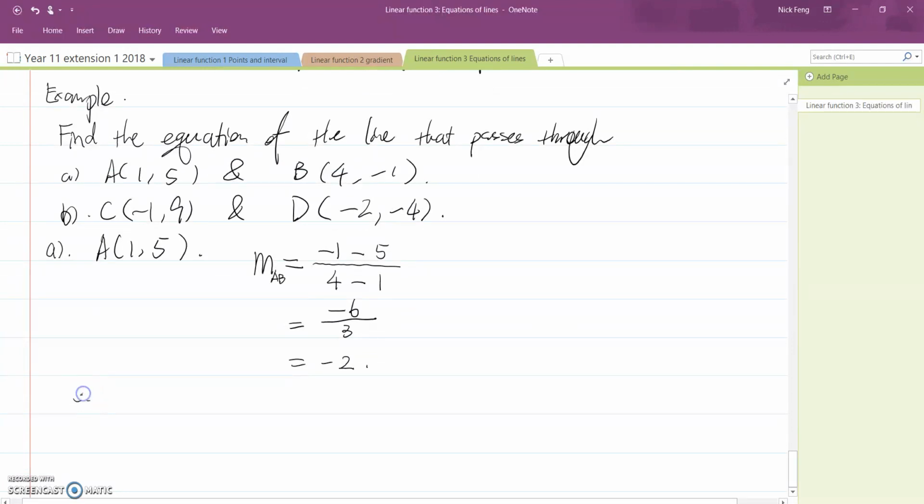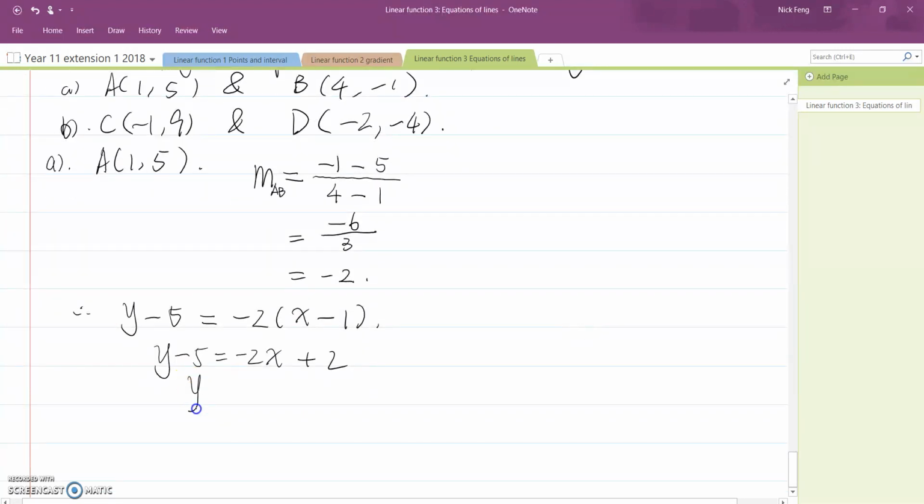Therefore, by using the point gradient formula, y minus 5 equals negative 2 multiplied by (x minus 1). Here is y1, that is x1, that is your gradient. So y minus 5 equals negative 2x plus 2. Most likely we want to leave it in point gradient or gradient intercept form because we can see the gradient and intercept easily. And to sketch that, you basically just let x equal 0 or y equal 0 and plot the points.